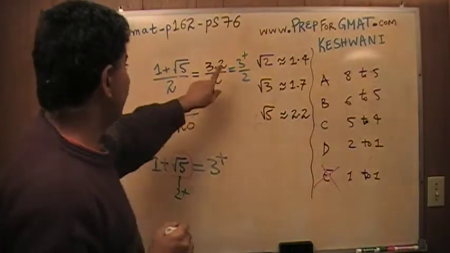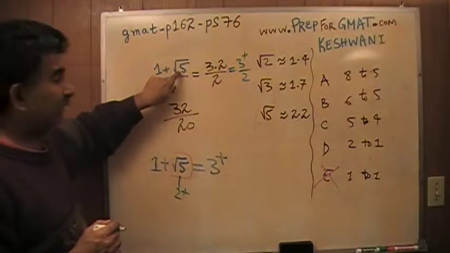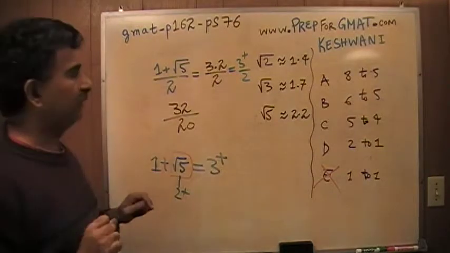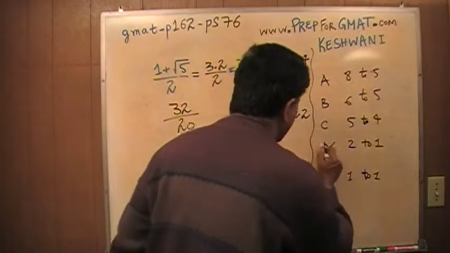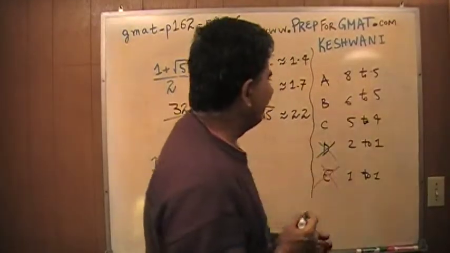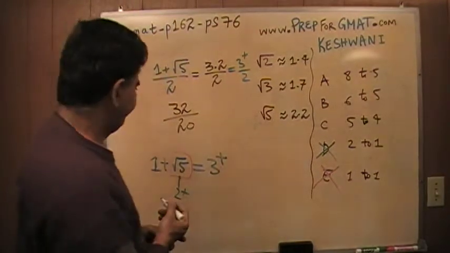It's not 4 either, because in order for the top quantity to be 4, this quantity would have to be 3, in which case this would have to be root 9. It's just a little more than 2. So that rules out 1 to 1. That also rules out 2 to 1. 5 to 4, 6 to 5, they're too close to 1 to 1.